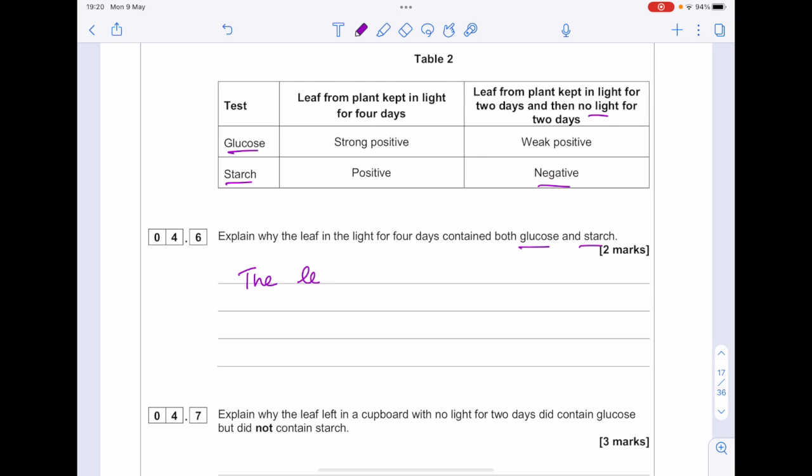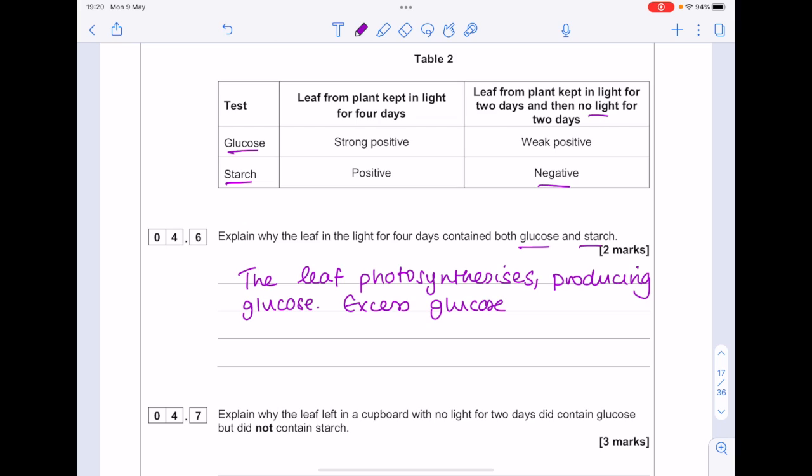The leaf photosynthesized, producing glucose, because remember that is a product of photosynthesis. And then remember, some of that glucose is converted to starch for storage. Because remember, that's an insoluble carbohydrate.